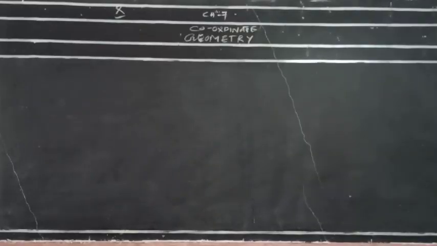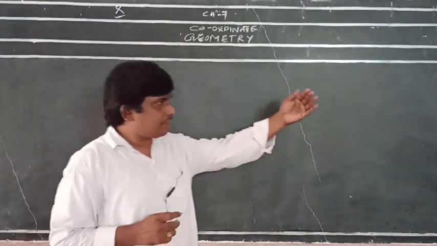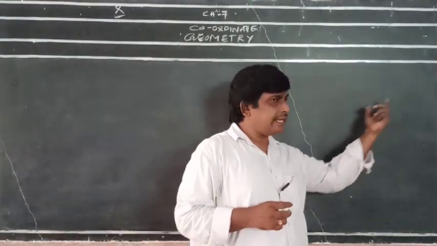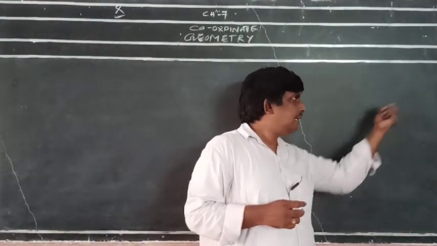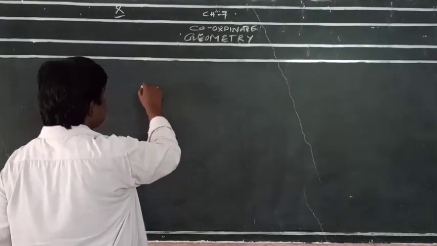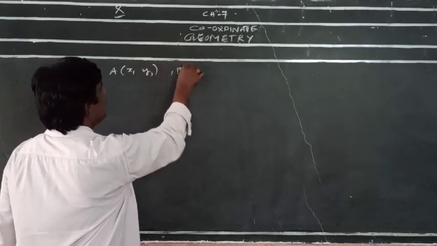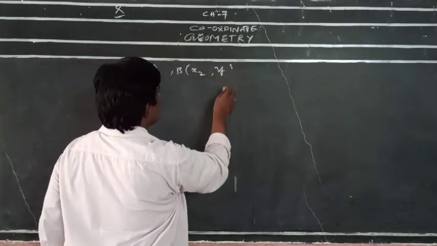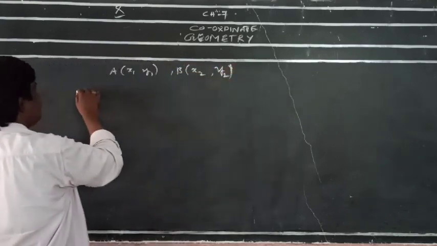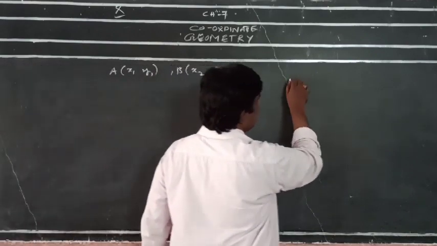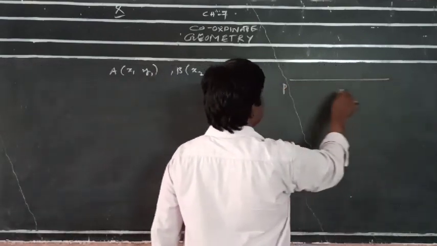Here, whatever the point is in between A and B, that means the point is in the interior of the line segment. A is (x1, y1), B is (x2, y2), and P is dividing internally.